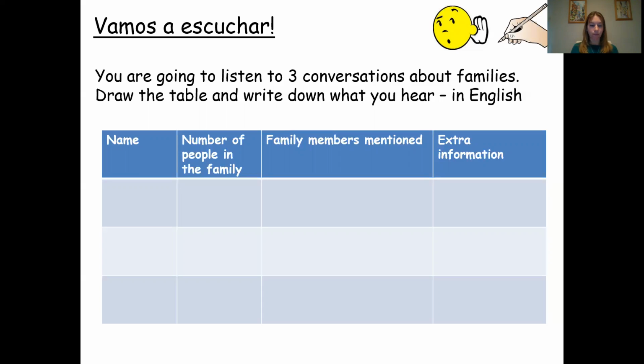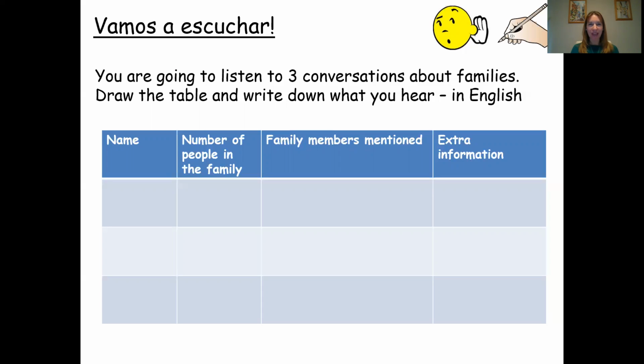Número 3. Hola, me llamo Harry Potter. En mi familia hay 4 personas. Yo, mi tío y mi tía y mi primo, que se llama Dudley. No tengo padres y no tengo abuelos.